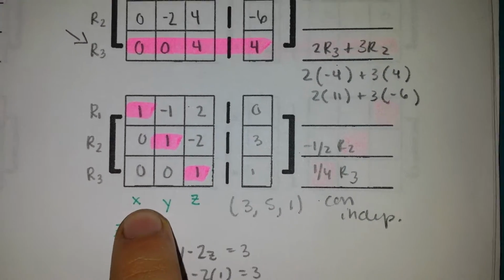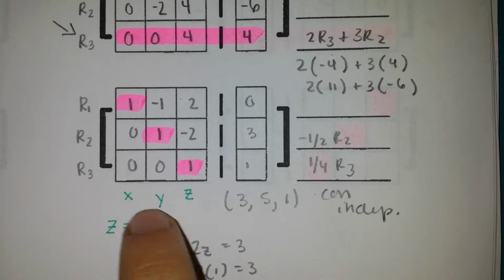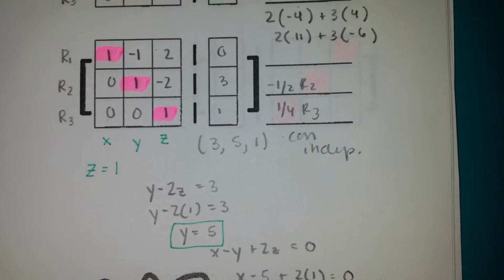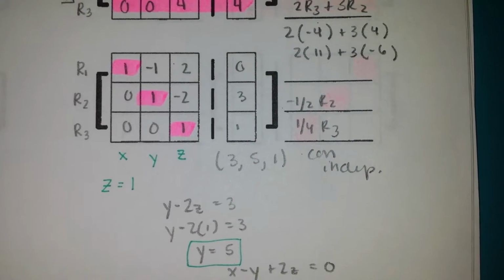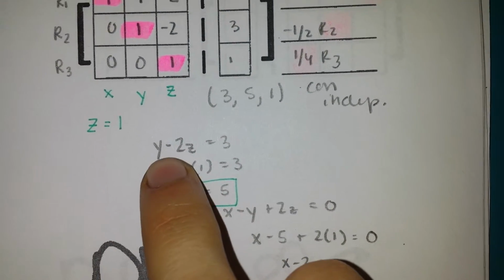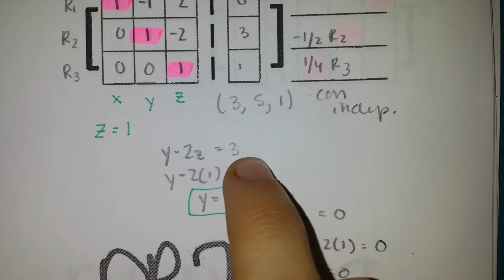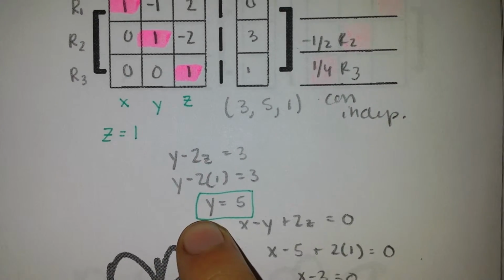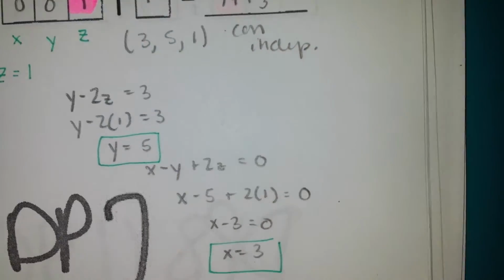And remember that this is x, y, and z. So we got z equals 1. And we're going to plug z back into the equation in order for us to find y. So we put y minus 2z equals 3. Y minus 2 times 1 equals 3. At the end, y equals 5.